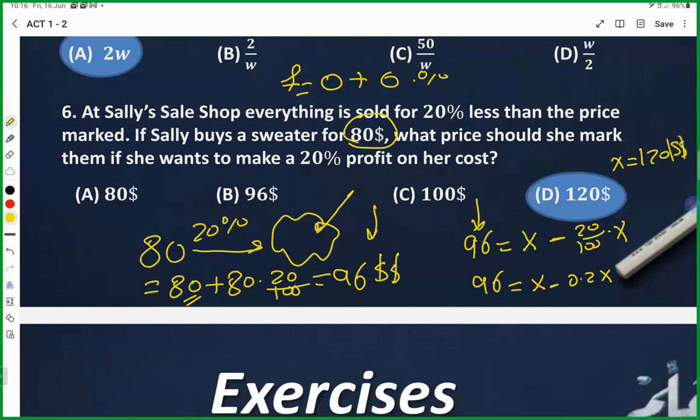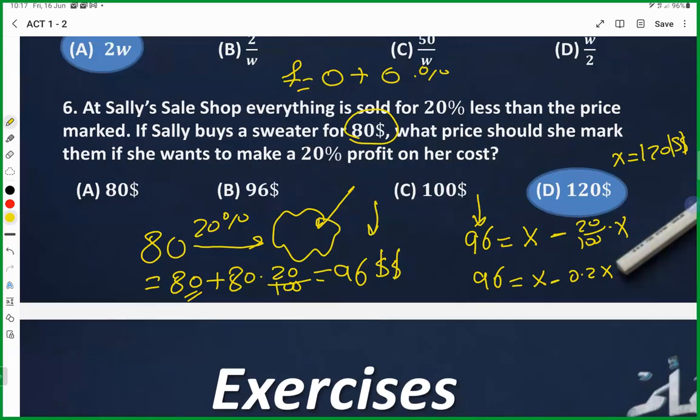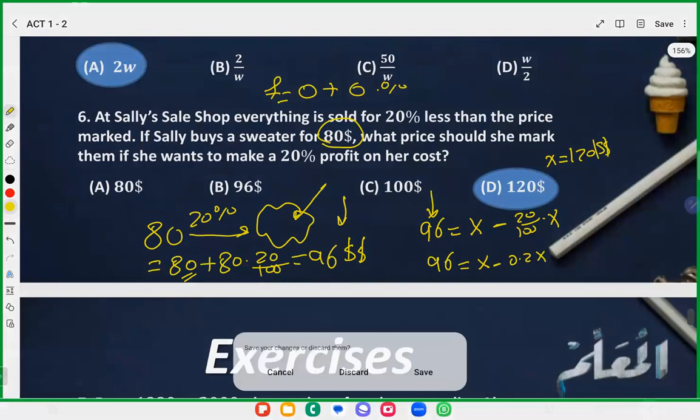So $120 is the price I would put on the tag. After I apply the discount rate of 20%, I will have 96. 96 is for me a profit of 20%. This kind of question I call double slash, because one of them is increasing and the other one is decreasing. Okay, this is regarding the percentage. Let's go to the next.